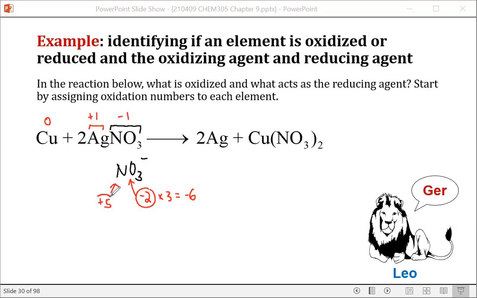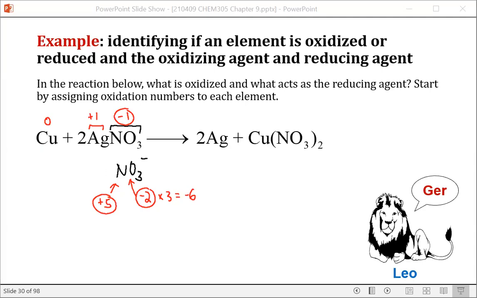So that's how you'd figure out the oxidation numbers of the nitrogen and the oxygens individually within nitrate, but we collectively know that nitrate overall is going to have an oxidation number of -1 because the charge on the ion is -1. So that's the fast way to figure out that silver must be +1.